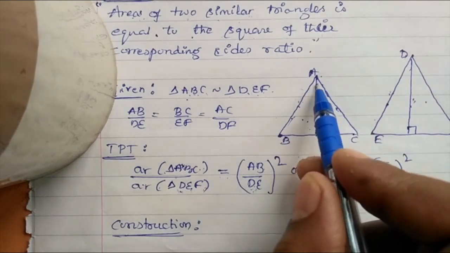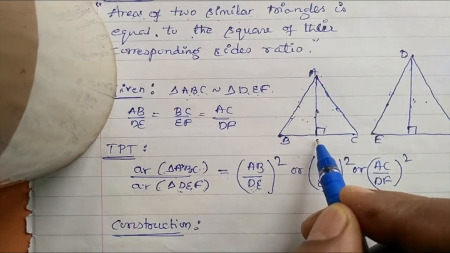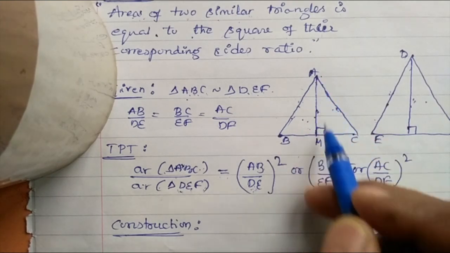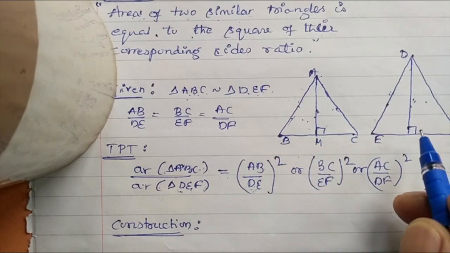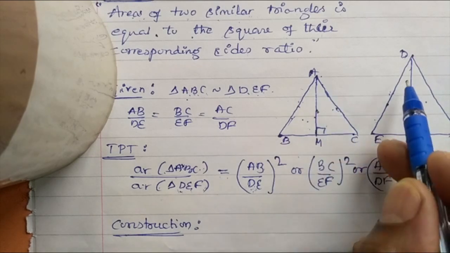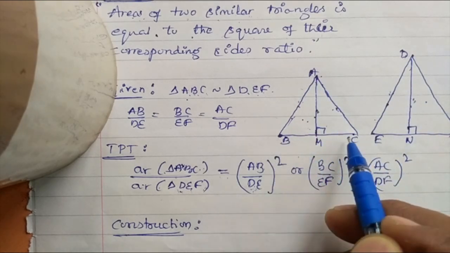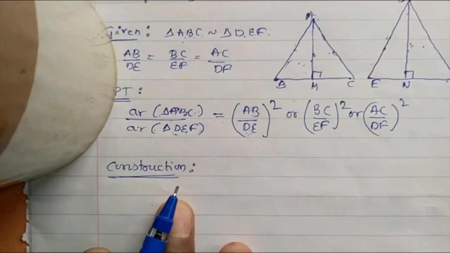We are proving this. Therefore, to use the half into BH formula, we need base and height, right? BC is already the base, the height is missing. So I draw from A, I mark this as M, AM perpendicular to BC. This side I mark N, DN perpendicular. DN is the height, EF is the base, AM is the height and BC the base. So I go now.